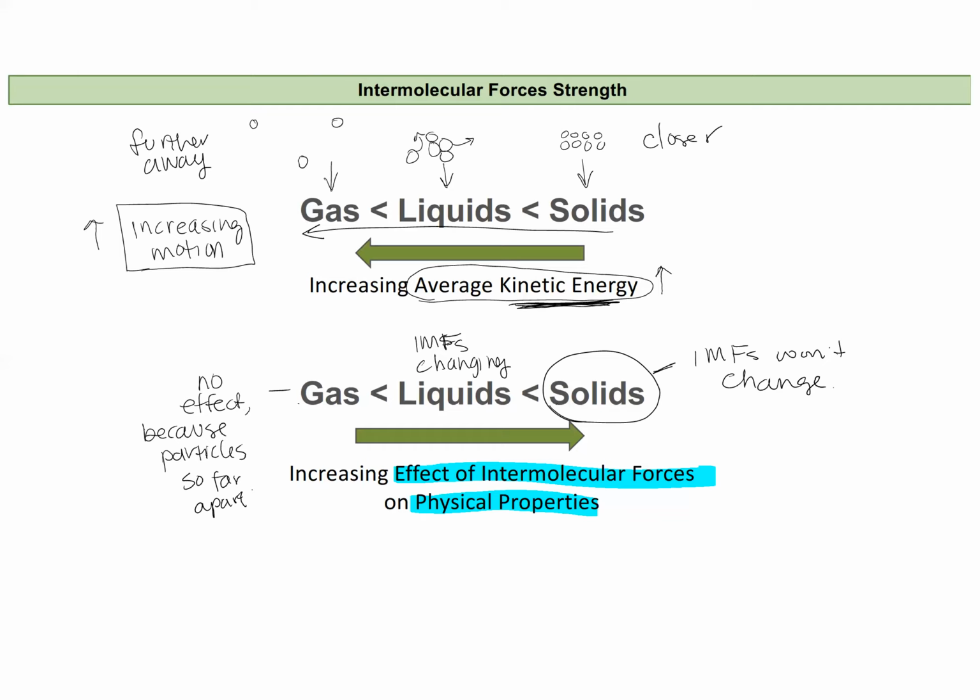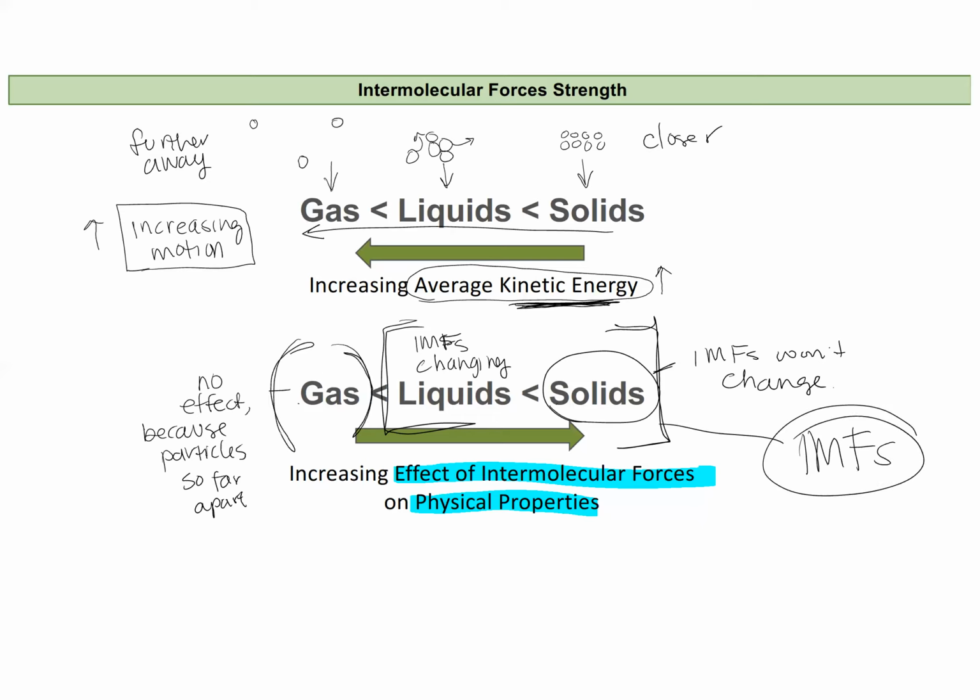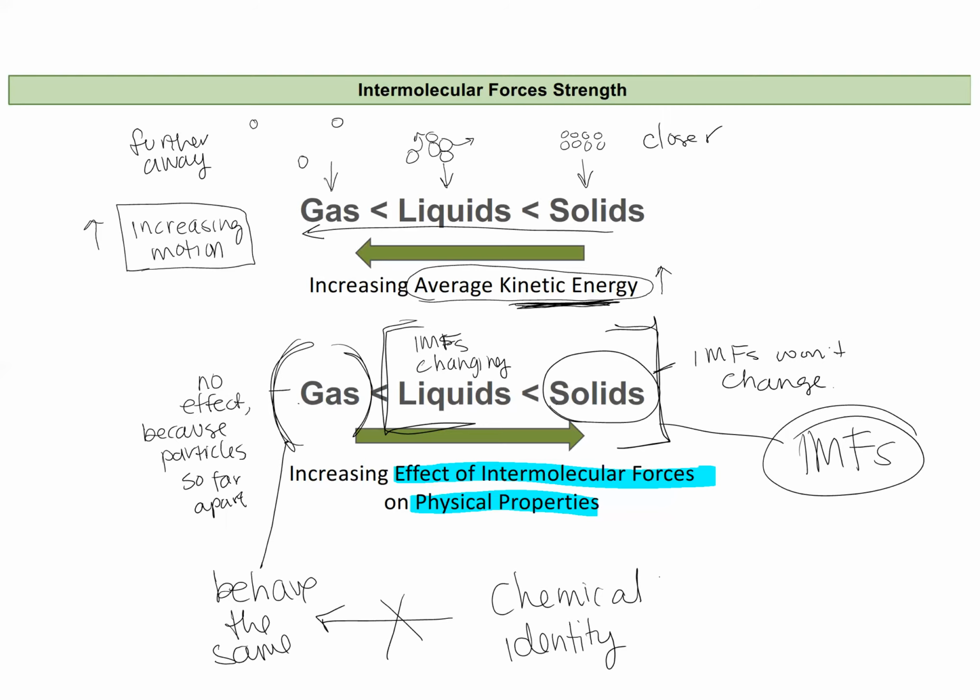And so we can evaluate the properties of these different phases by lumping these into two categories. Liquids and solids will consider IMFs, and they'll play a huge role in how they behave. And gases will all behave the same. So the chemical identity will not affect the behavior of a gas, but it will affect the intermolecular forces, and so the behavior of liquids and solids.